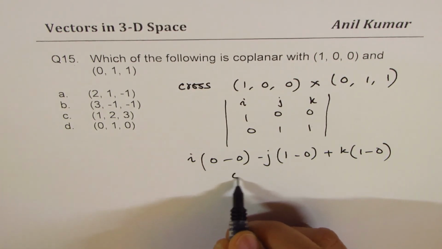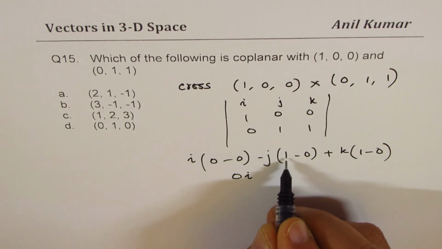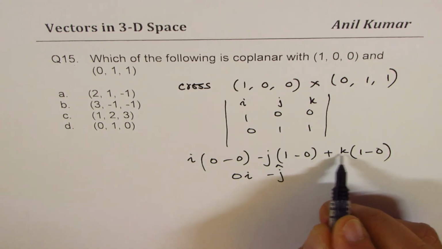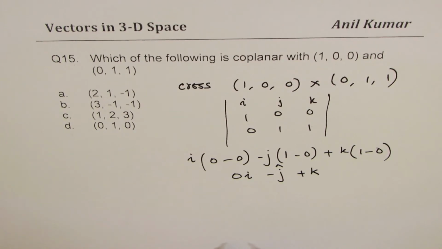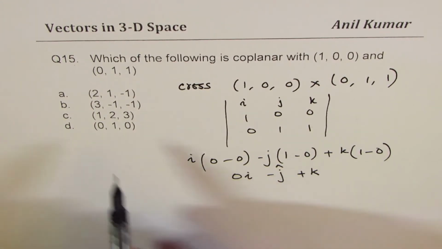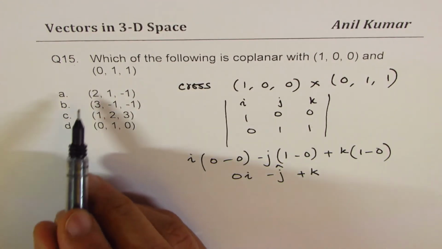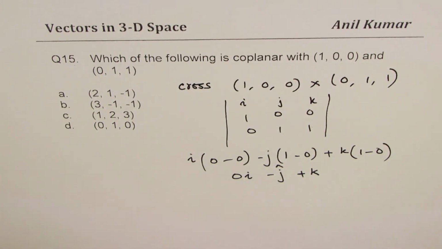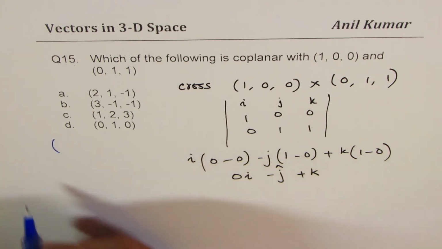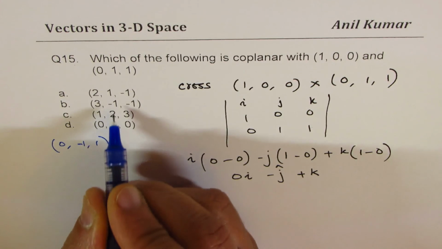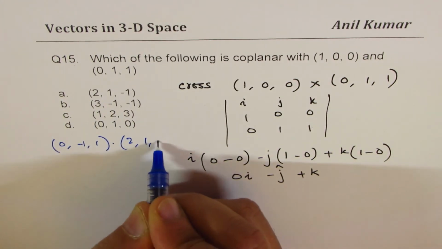So that means this is 0, so we get 0i, and here we get minus j, and here we get plus k. So that is the value which we get, right? Now with these values, we'll do the dot product. Let's do the dot product with all of them in turn and see which one gives you the right answer. So let's do the dot product with (0, -1, 1), dot with the first option, (2, 1, -1).